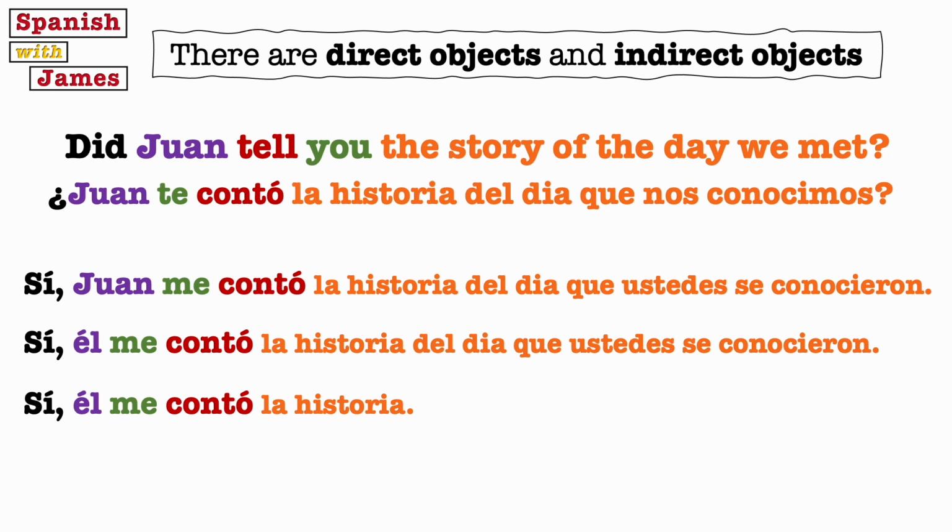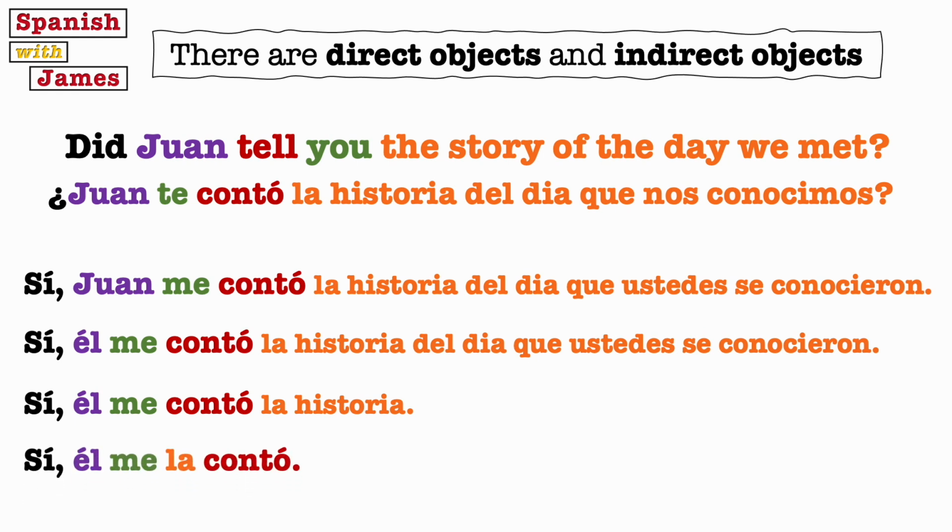They've made it clear that the story is the object. It's the thing being told. It's being told by Juan. It's being told to me. Juan is the subject. The story is the thing being told. It's the direct object. I'm the person it's being told to. I'm the indirect object. All those things are already clear in the conversation. So I can just shorten it all the way down to sí.